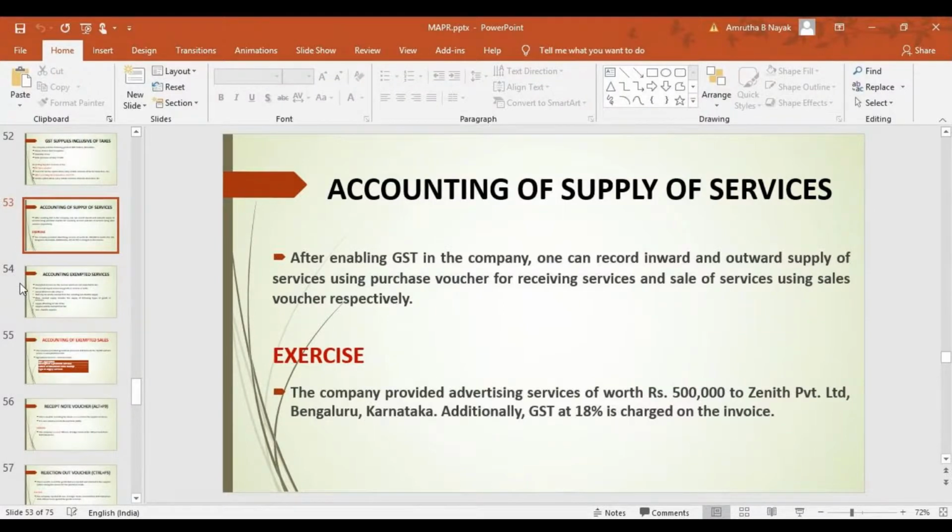So the first exercise says the company provided advertising services of rupees 5 lakhs to Zenith Private Limited, Bengaluru, Karnataka. Additional GST at 18% is charged on the invoice. Just take down this, then we'll do this in practical.